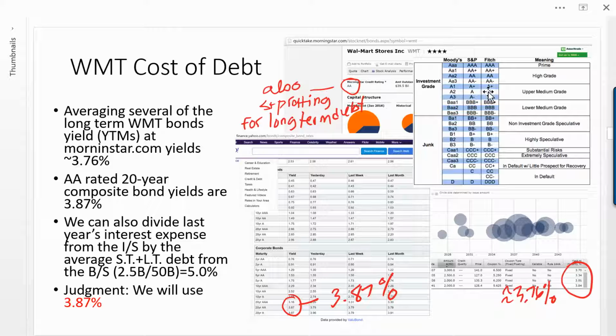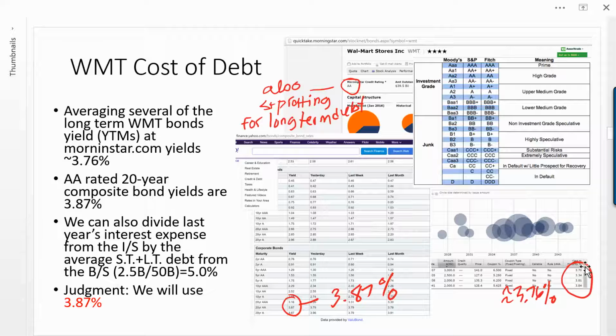So Walmart is AA rated by S&P on their long-term bonds. Then I looked up composite bond rates on finance.yahoo.com, and I saw that long-term AA rated firms have a bond yield of 3.87. So what does this mean? Walmart has been assessed a AA credit rating. Finance.yahoo.com says that on average, AA rated firms have a 3.87 yield on their bonds for a 20-year maturity. So that could be a candidate for the cost of debt.